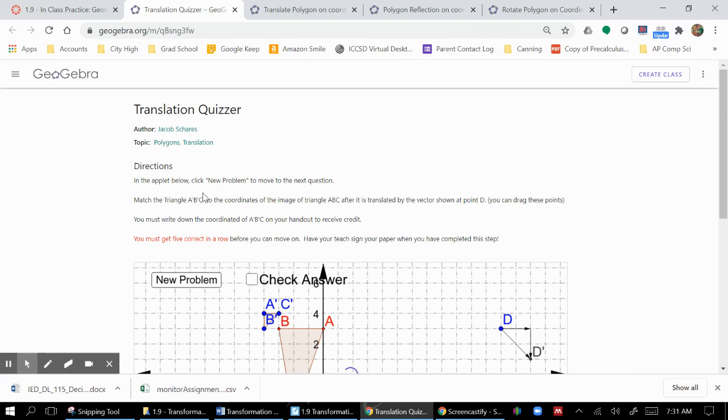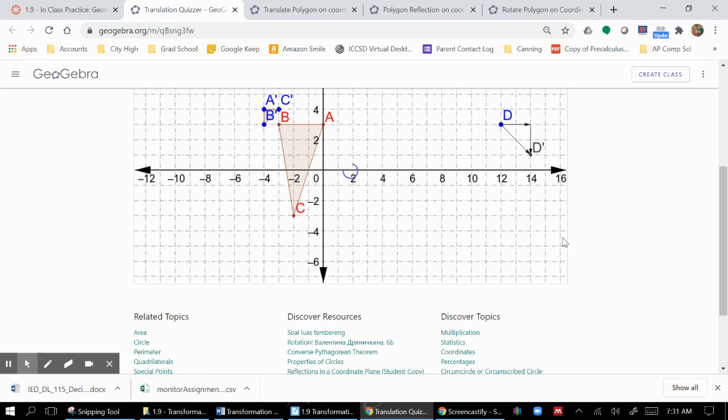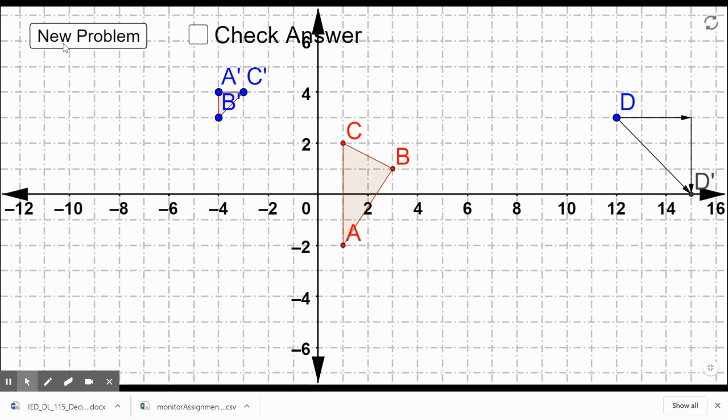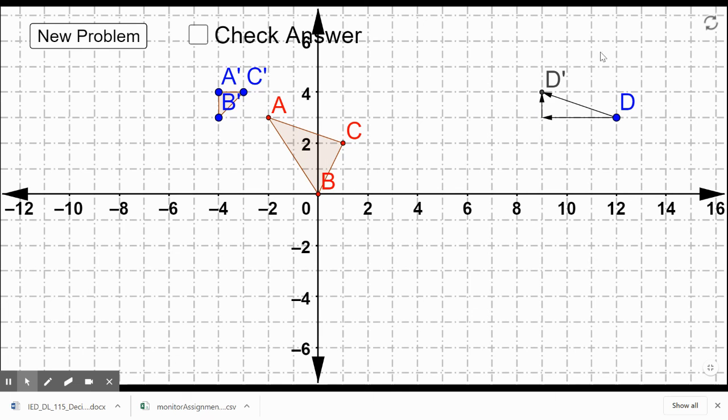So if I were to do the translations one, my biggest suggestion here is to hit the full screen button that pops up right there at the bottom. It'll make your life a whole lot easier. And every time you hit new problem, it's going to give you a slightly different red triangle and a new translation vector. These points always just go back to here.